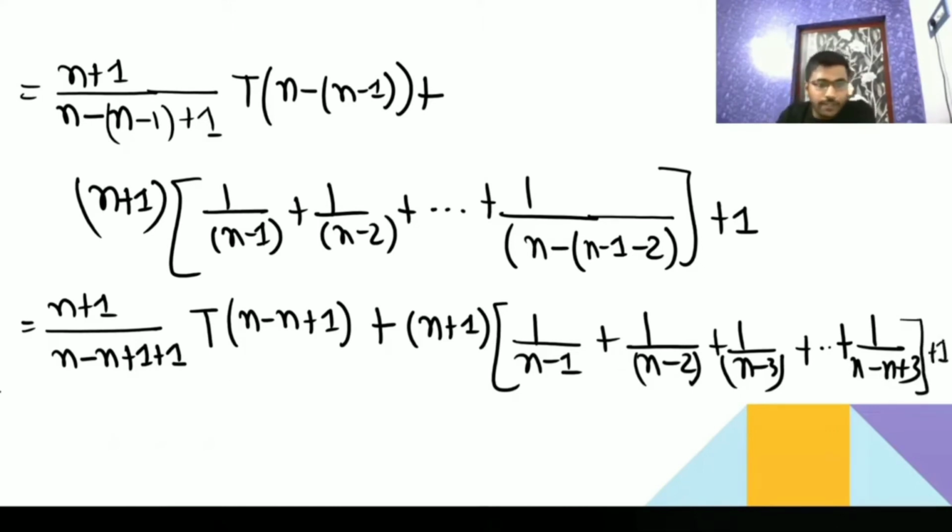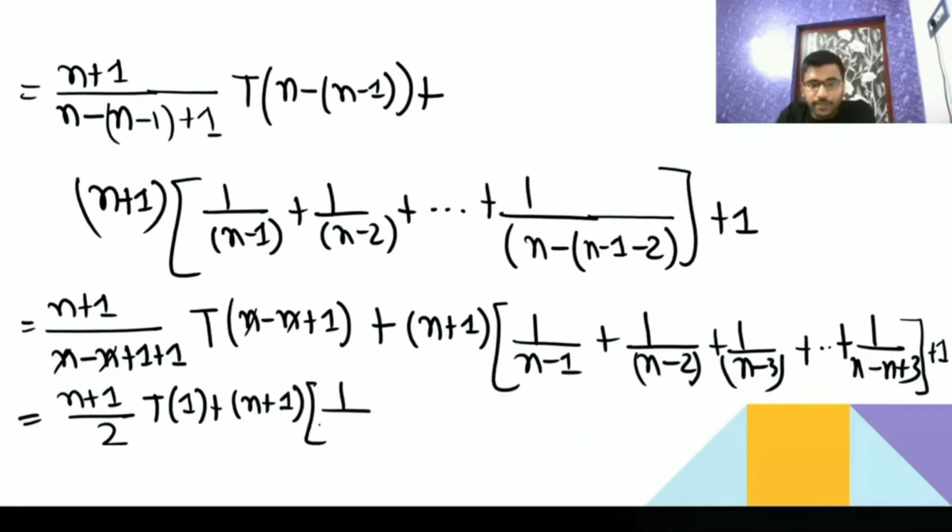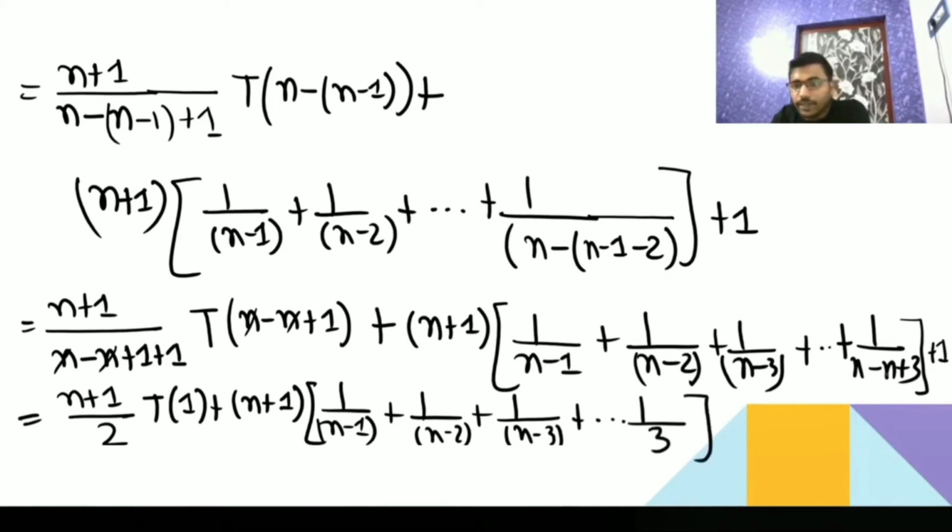You are going to get here n plus 1 cancelling out by 2, and this cancels out, and you will get 1. T of 1, we got n plus 1, then 1 by n minus 1, then 1 by n minus 2, then 1 by n minus 3, and so on. Because n and n cancel, it will go till 1 by 3. Okay, is it clear? Anyone having any doubt till now?